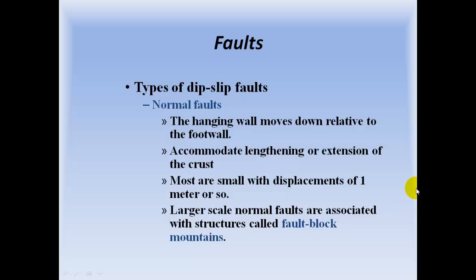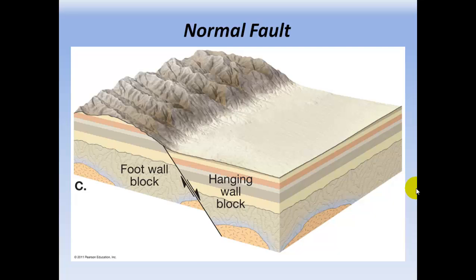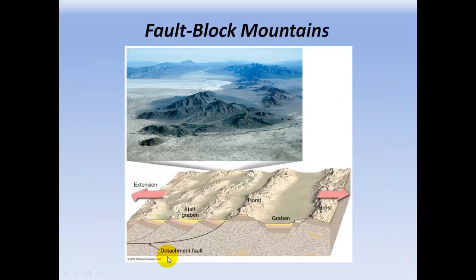Normal faults. Okay, different types of dip-slip faults. In normal faults, the hanging wall moves down relative to the footwall, accommodating lengthening or extension of the crust. Most are small displacements of 1 meter or so. Large-scale normal faults are associated with structures called fault block mountains. So here was our fault. Our hanging wall slid down, and our footwall has moved up.